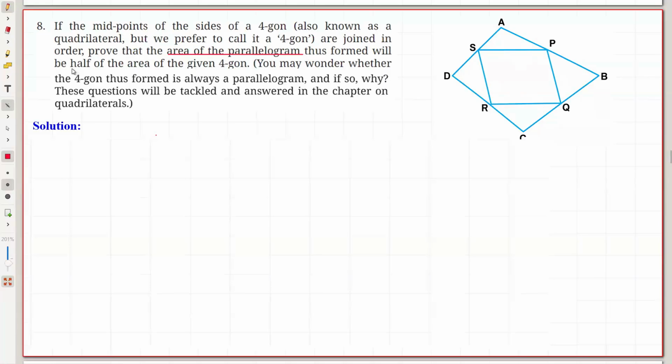Okay, prove that the area of the parallelogram will be half of the area of the given quadrilateral. So first you have to understand what you are going to prove. We are going to prove the area of the parallelogram PQRS is half of the area of the quadrilateral ABCD. Okay, so directly we cannot prove it. The diagram is given. So now this is the proof.